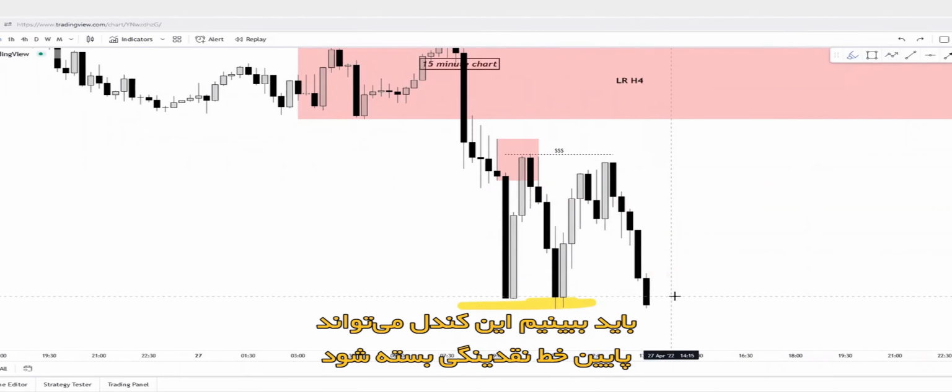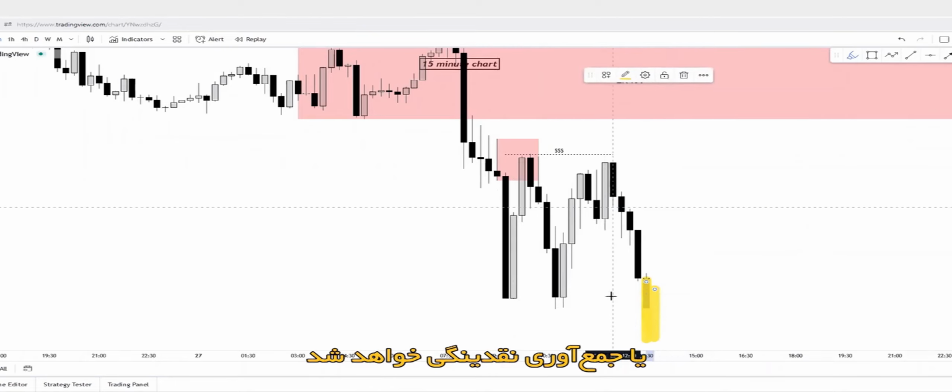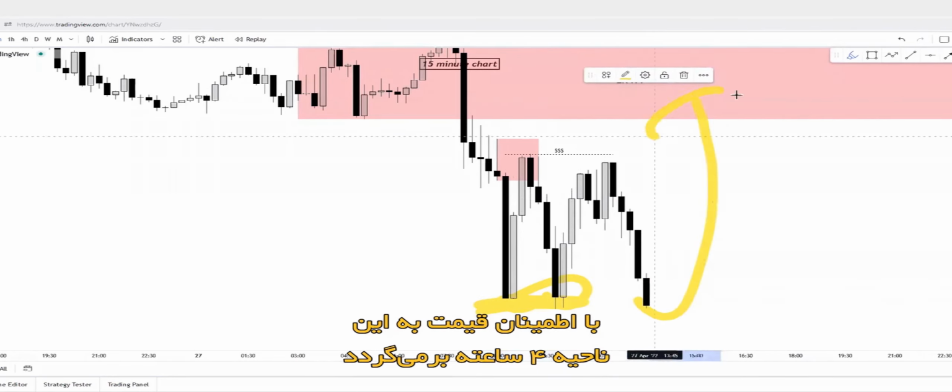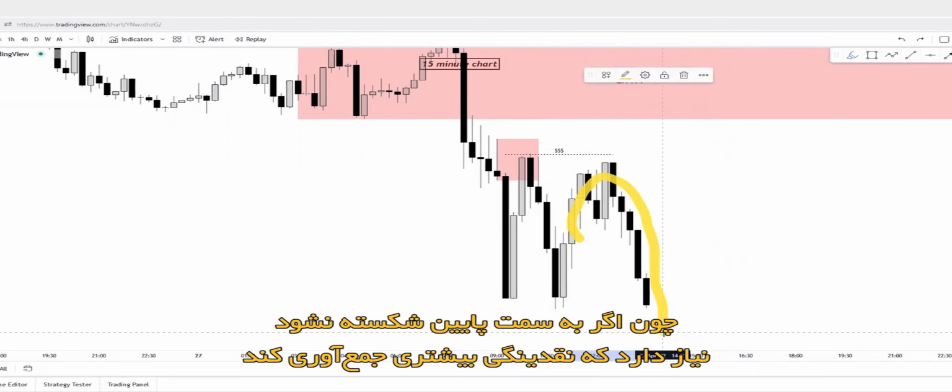And let's see if this 15-minute candle can close below this liquidity line or it's just a liquidity sweeping wick. We have to see. If this is just a liquidity sweeping wick and it doesn't close below this liquidity line, then price will come up to this 4-hour supply zone. I'm 100% sure. Because if it can break below, it has to collect more liquidity from the upside.